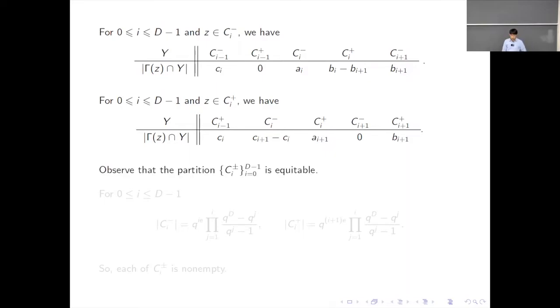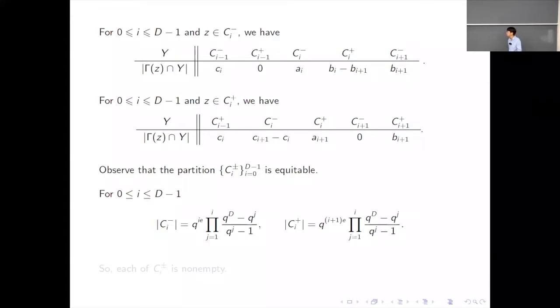So this partition is equitable, and by computing the number of edges between two cells, we can precisely find the size of every cell. So Ci minus and Ci plus is given by this formula. From this formula, we can say that each of Ci plus and minus is non-empty. So everything is a special case of the q-Racah case.